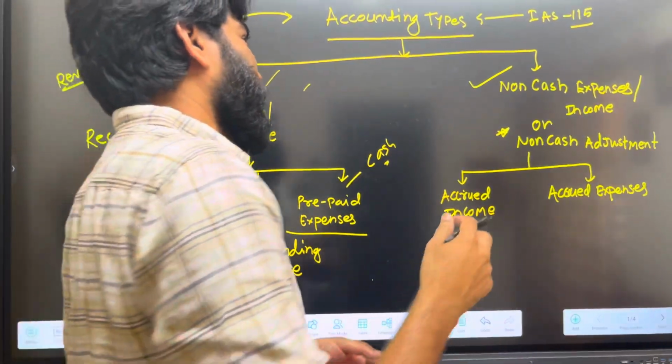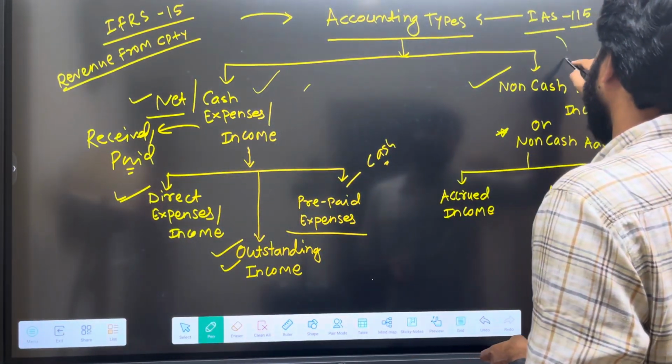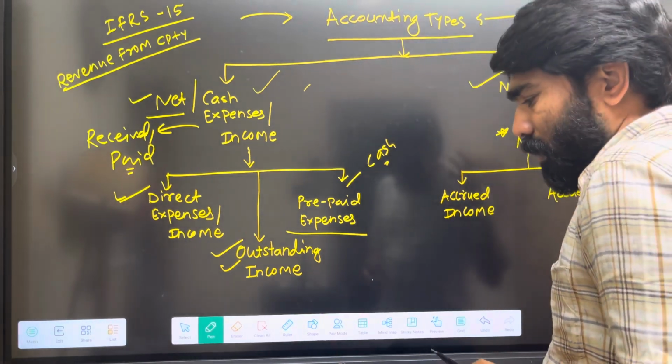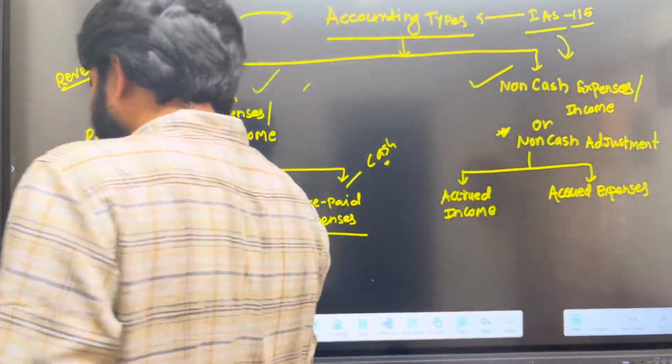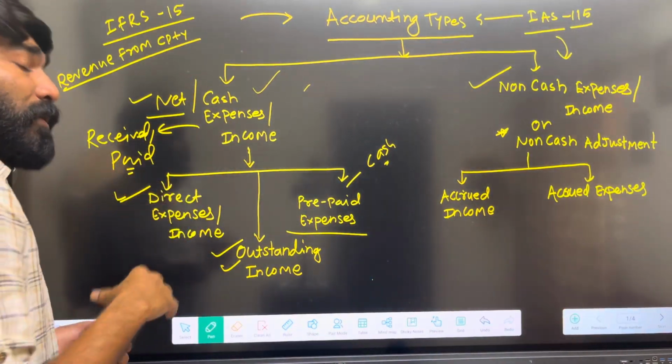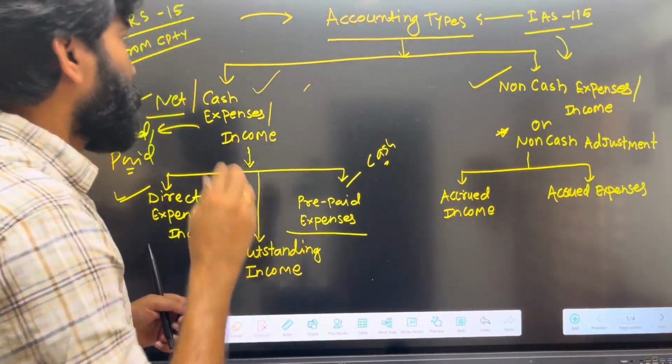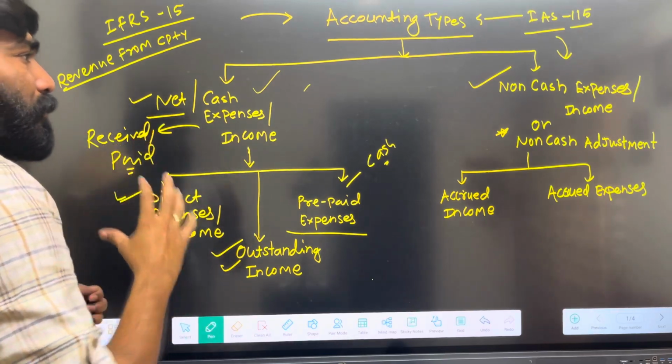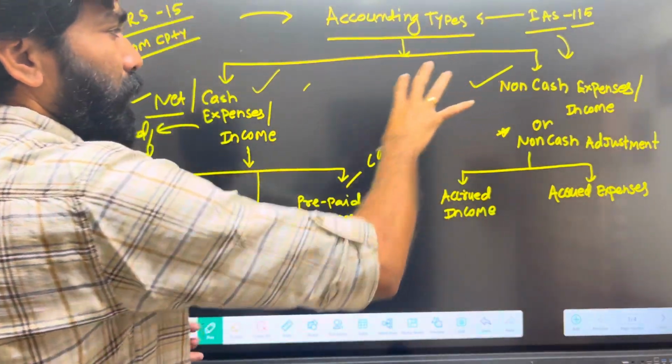And if you ask me for the reference, Indian Accounting Standard 115, which is the revenue recognition or revenue recording principle, defines the framework for accounting types, let's say the accrual accounting procedure, I would say.